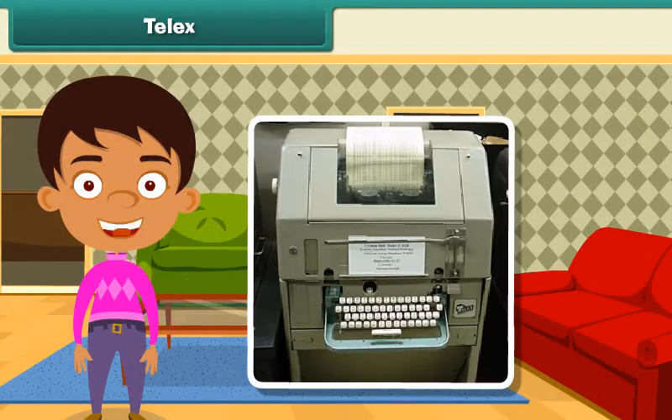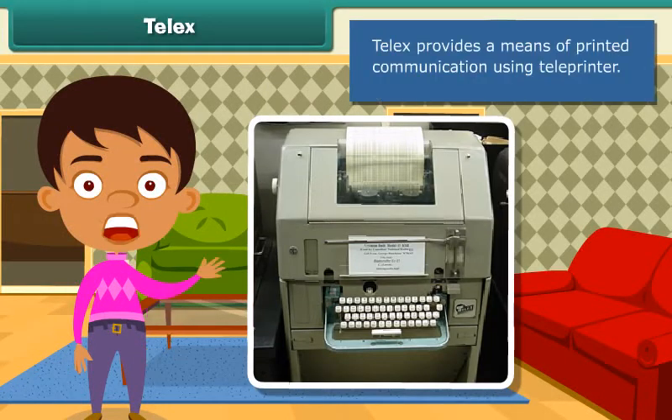Telex is another means of communication which provides a means of printed communication using teleprinter. Teleprinters are the machines that are connected to each other through a cable network. This machine contains a keyboard to type the message. The messages typed at one end get typed on the machine placed at the other end, and the receiver can get that message printed on a paper. These all are the common means of communication.